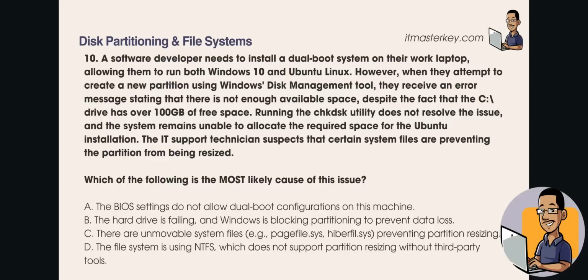Running the check disk utility does not resolve the issue, and the system remains unable to allocate the required space for the Ubuntu installation. The IT support technician suspects that certain system files are preventing the partition from being resized. Which of the following is the most likely cause of this issue?